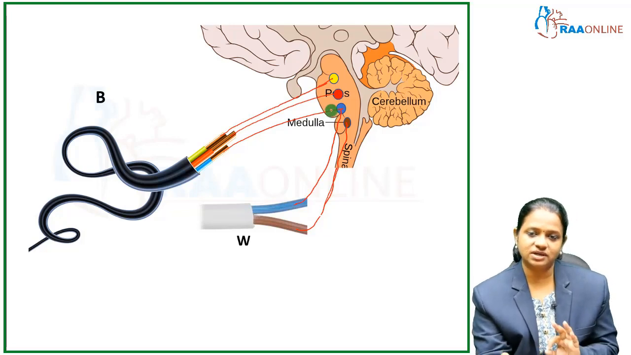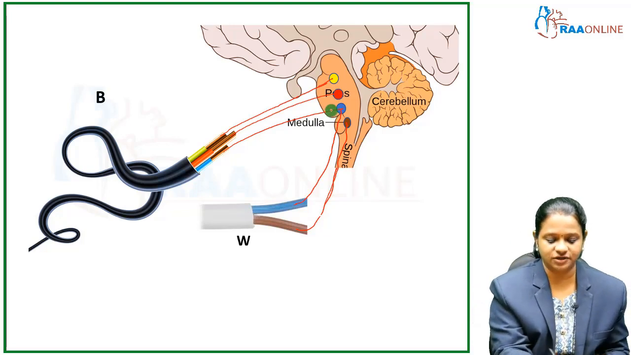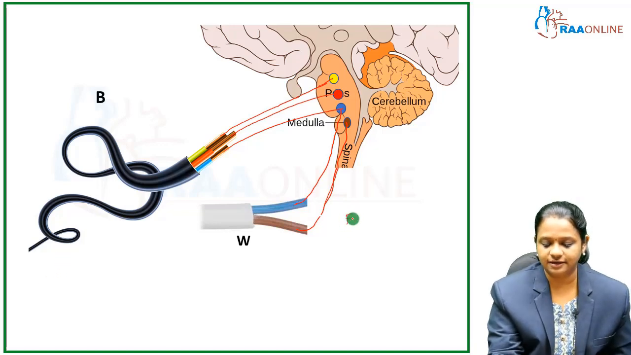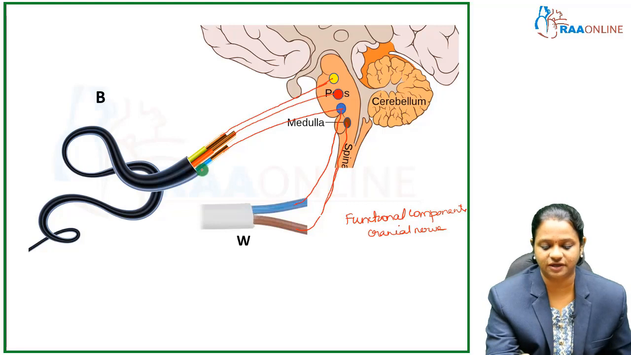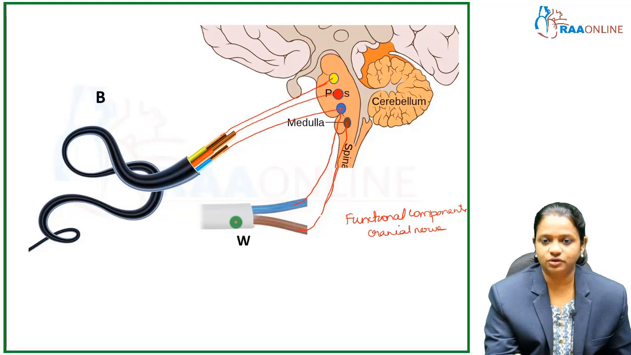So now we have to understand three concepts. What is the functional component of a cranial nerve? Functional components of a cranial nerve. So it is the sum total of the functions of its individual nerve fibers. So the functional component of this cranial nerve is the sum of the function of this yellow, red and blue. The functional component of this W is the function of this blue plus the function of this brown. So that is the functional component of cranial nerve.